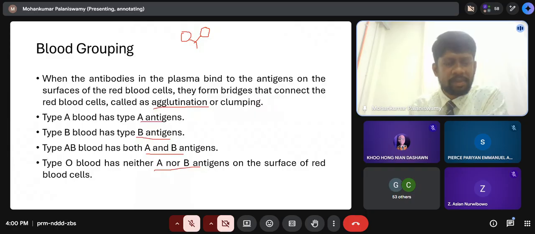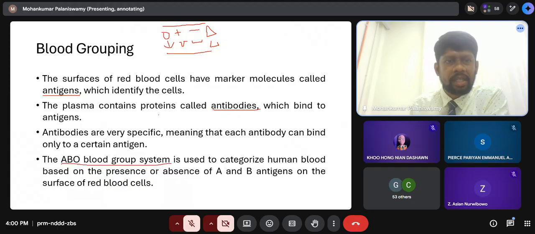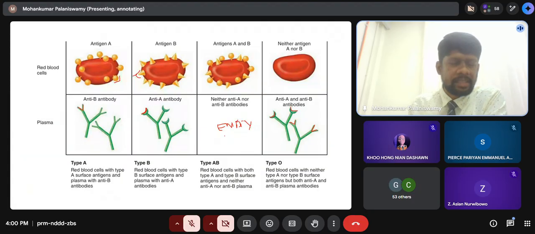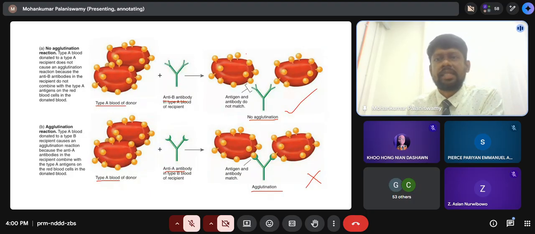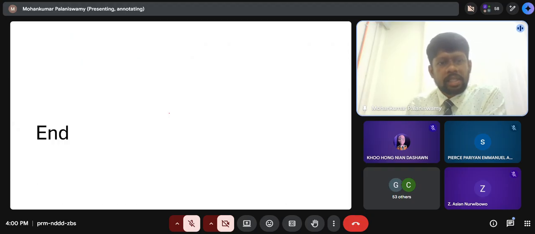But anyway, as of now, just remember the types of blood and the antigens and the antibodies that are present in the blood. That is enough. Maybe in the next class, I will try to explain it more. Okay, anyway, so I think this is the last slide.